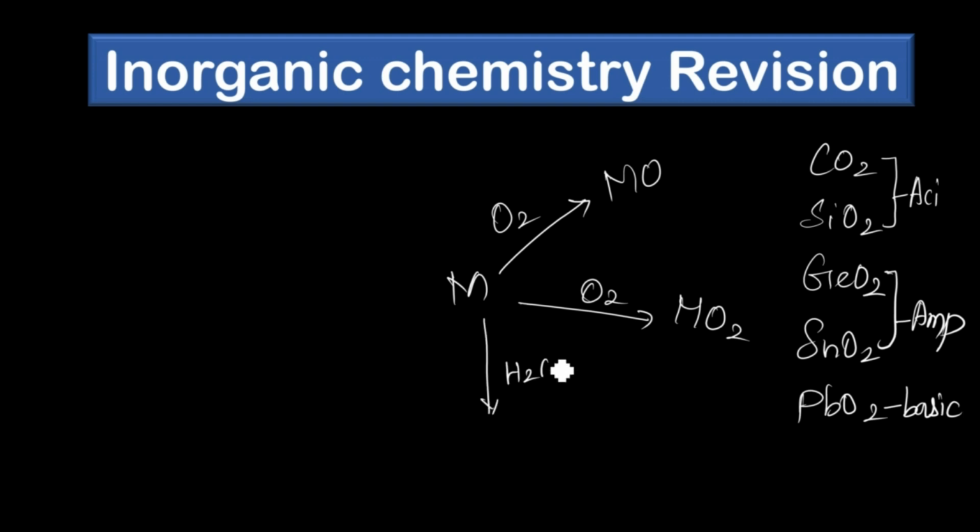Then action of water. With steam or water it is forming SnO2. And action of acids: acids will not attack the group 14 elements, and action of alkali is also not there. That's it about group 14 elements. I'm just covering the important parts where you can score the marks.